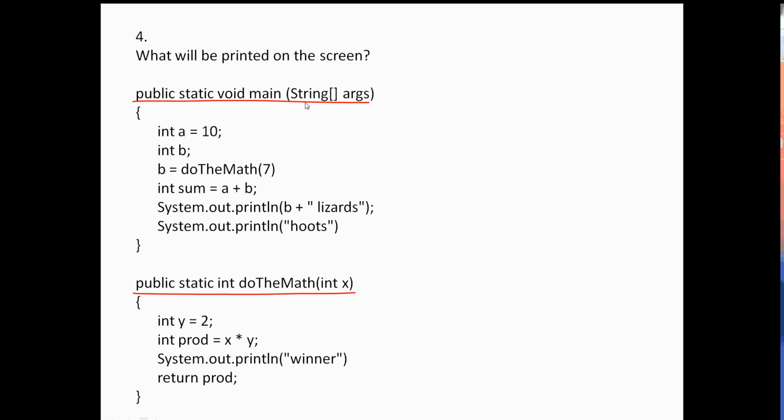And so you always start with the main method first. It executes automatically, and so A is declared and assigned to be 10. Int B is declared, but there's no assignment yet. But now we're going to assign it. B is going to be assigned something, and this happens to be a method call. How do we know it's a method call? Because it has the name of a method, and because it's got parentheses.